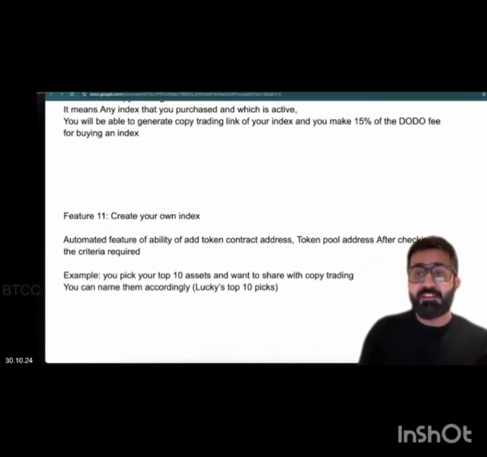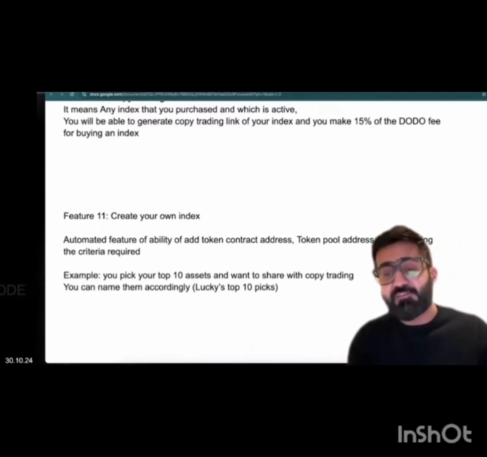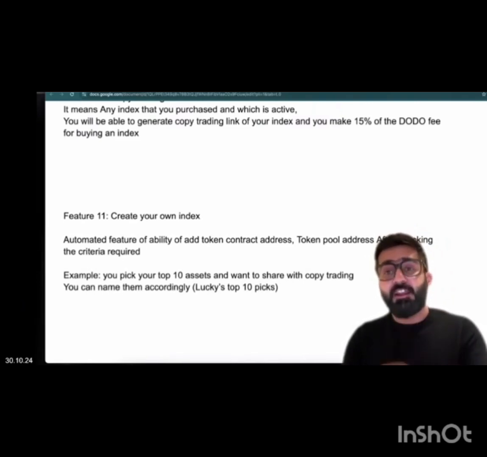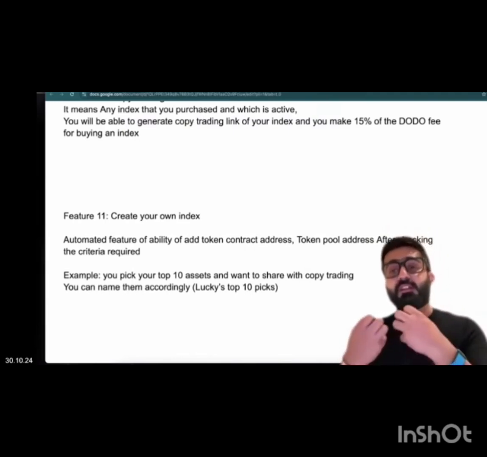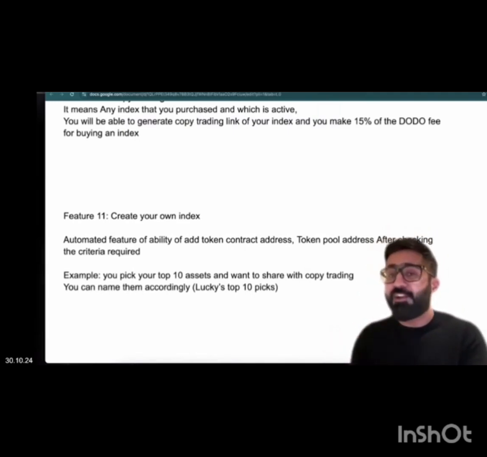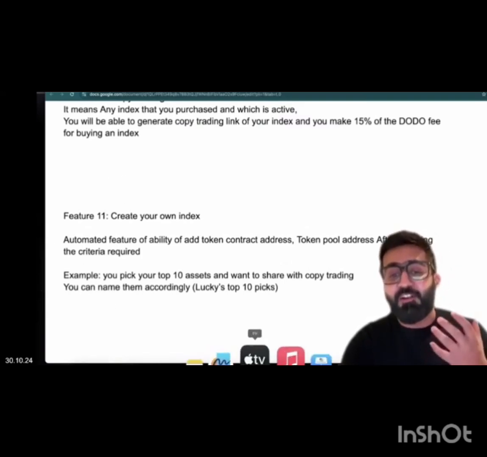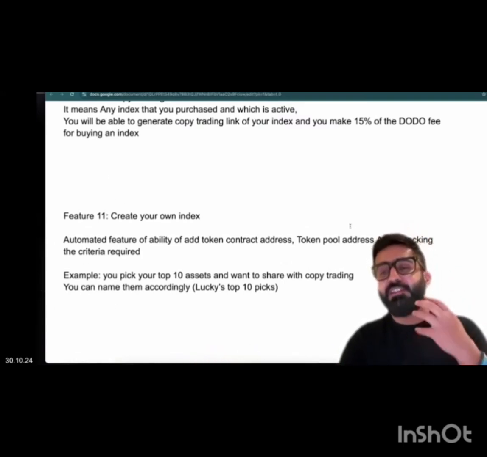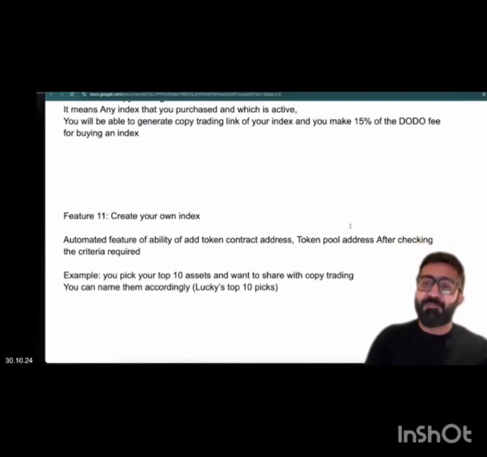When you create the index in real time, you bring the particular smart contract of underlying assets to Dodo. Dodo will write the smart contract for you, and it will create the index and register it under your name, and then you can generate a copy trading link of your index. If you have made money with your index, you can show others, and they will see that you have made money on your own index. They will follow you. So this is Dodo. This is pretty much it.